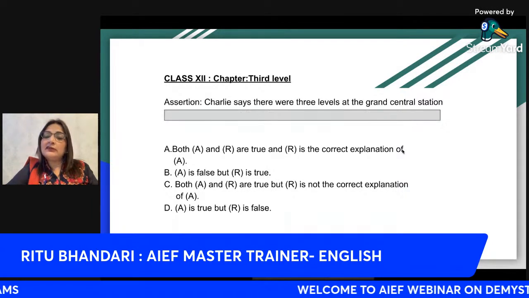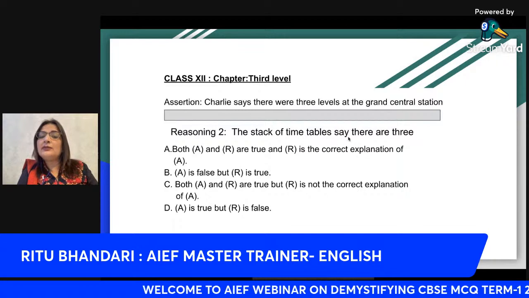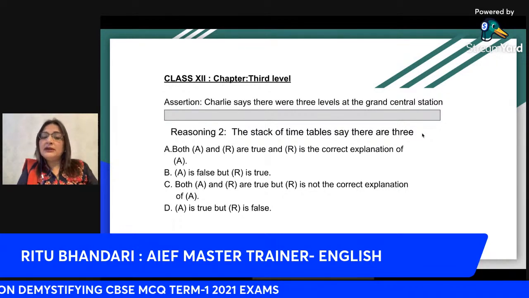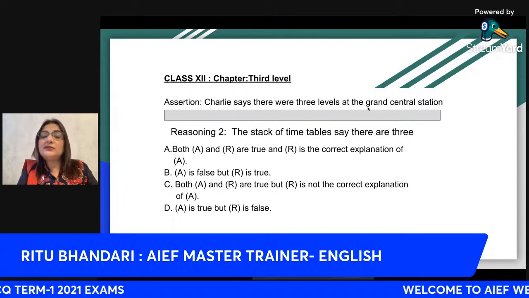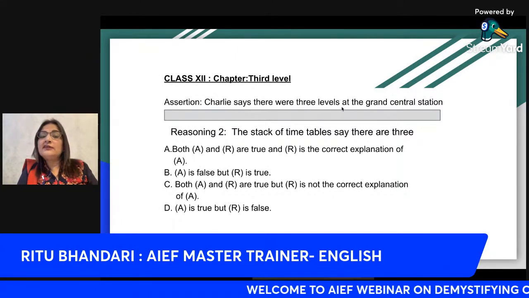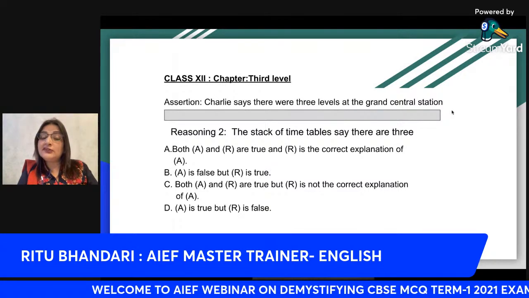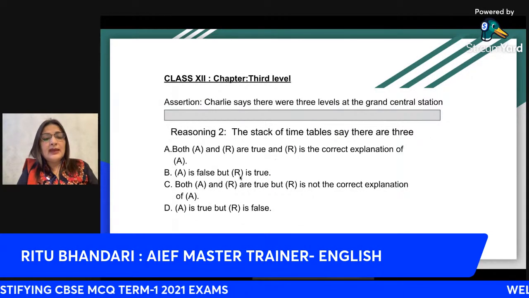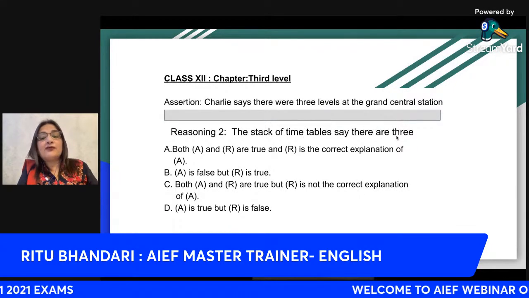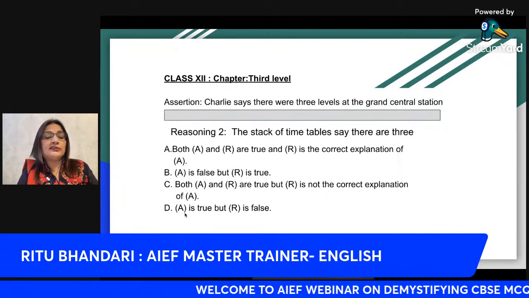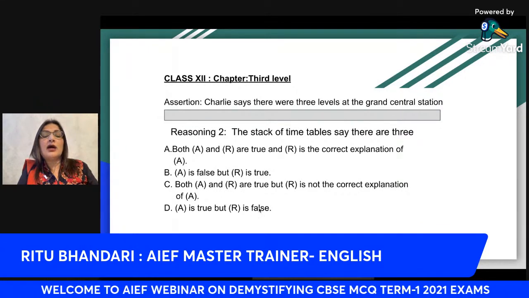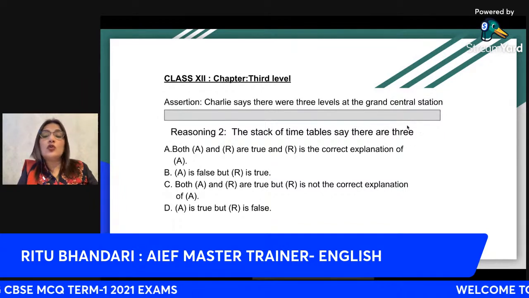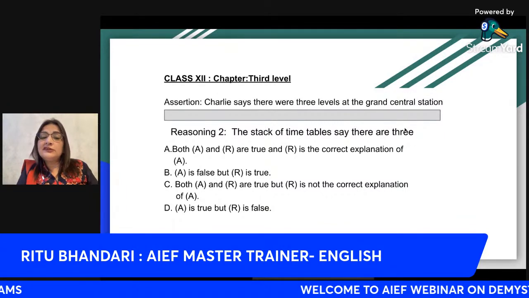Now, if I forget about this second statement and I take this as another reason, the stack of timetables say there are 3. This is also true, but it is not an explanation of this. Charlie says there were 3 levels at the Grand Central Station because the stack of timetables say that there are 3. This is not true. Sorry, this is false. So we will not go to the second step, and we will say A is true, but R is false, because the stack of timetables say that there are 2. So we do not go to the second step of the 2-step strategy.